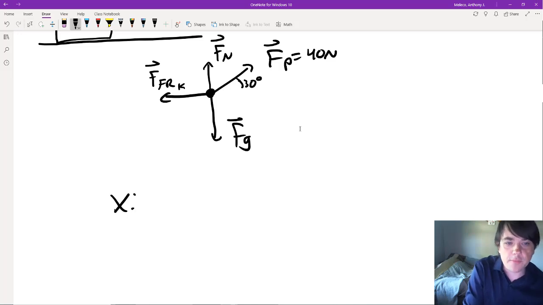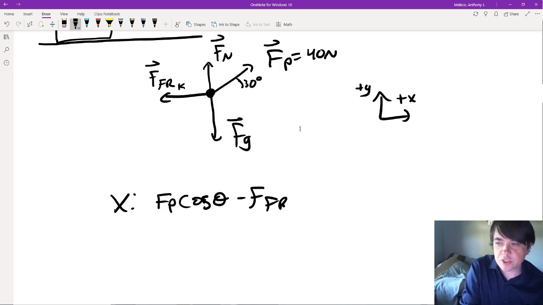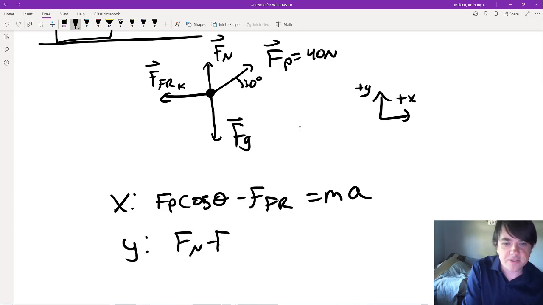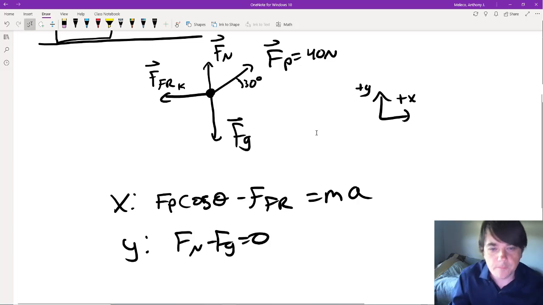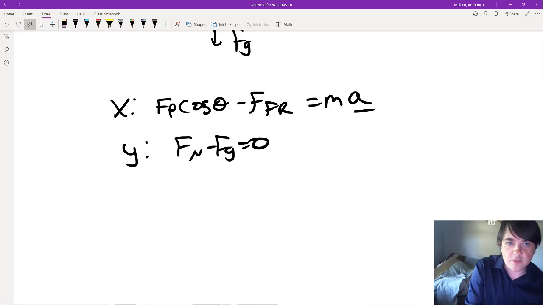So now we do our free body diagrams, okay? We'll just do Fp cosine theta minus the force of friction, because that's now in the x, right? Here's our coordinate system. So minus the force of friction, and that equals the mass of the box times the acceleration of the box. In the y direction, we have Fn minus Fg equals 0, okay? And so now we want to know the acceleration of the system, right? And so we need to solve this guy. We need to solve x.